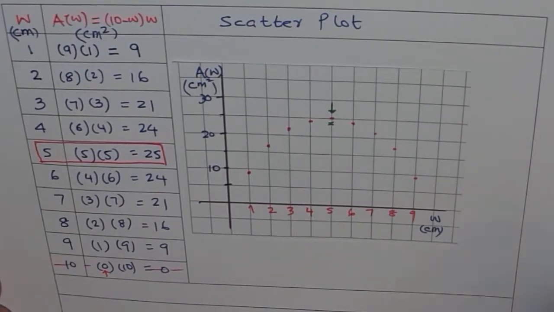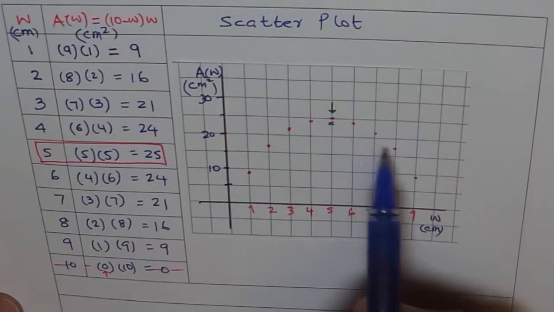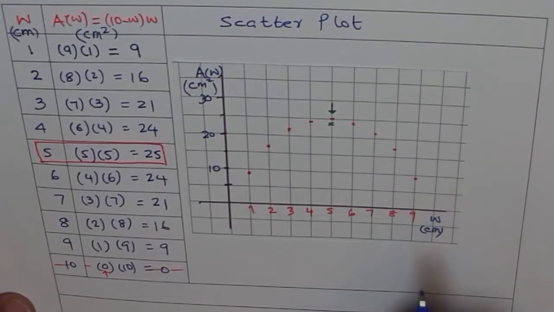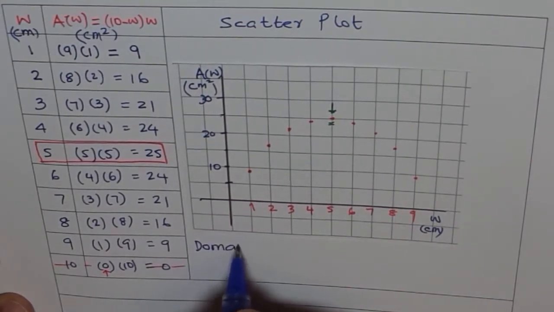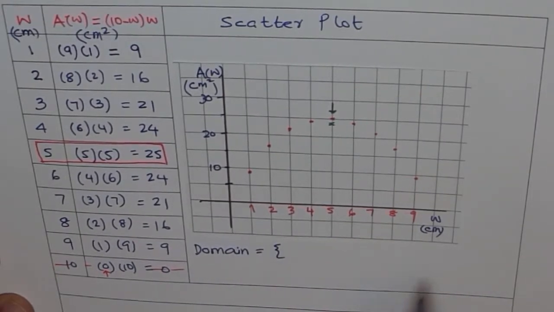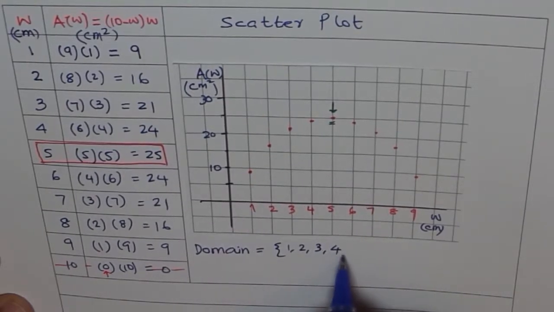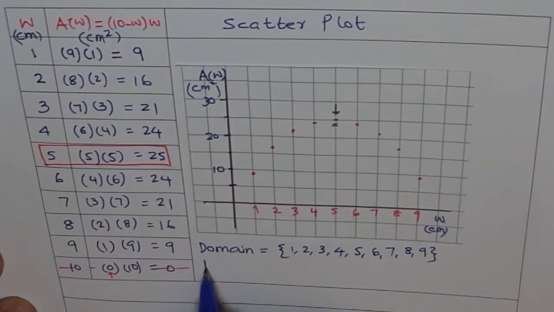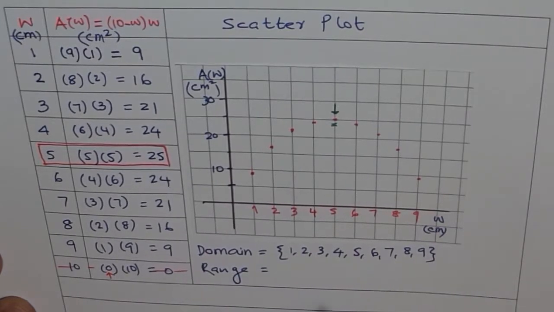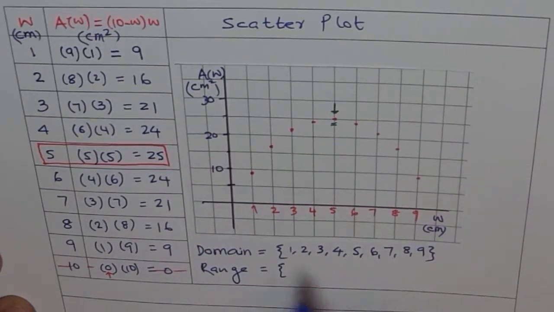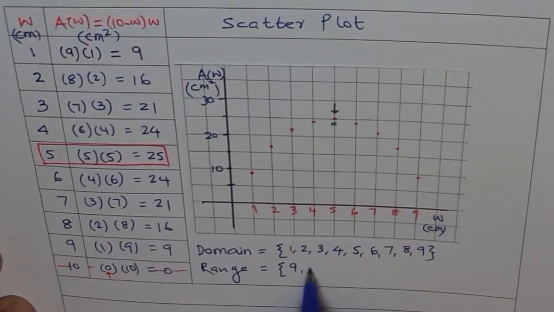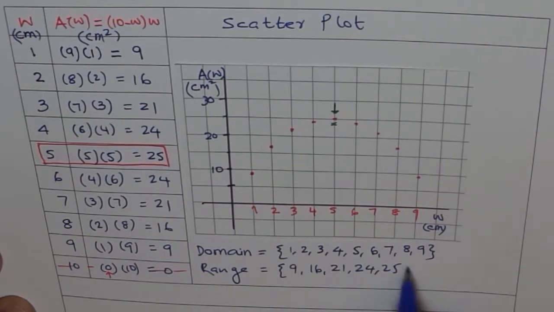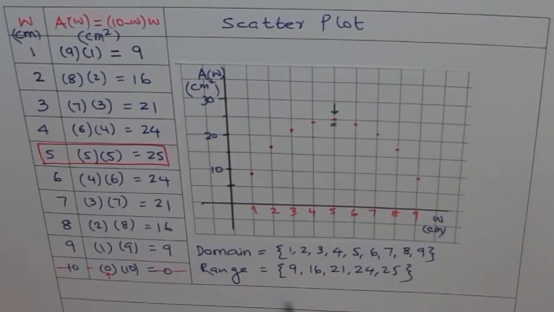Now from here, can you tell me why did I not join these lines? Think about it. Why did I not join the lines? Because what is our domain? Our domain here is the set of natural numbers, and these natural numbers are 1, 2, 3, 4, 5, 6, 7, 8, and 9. How about range? Range is a set of numbers for area, and those numbers are 9, 16, 21, 24, 25, and the others are repeated. So only these, correct? So that's our domain and this is our range.